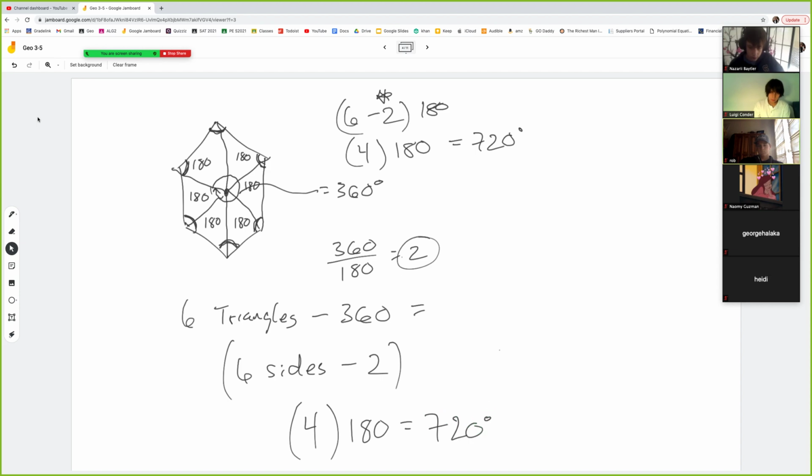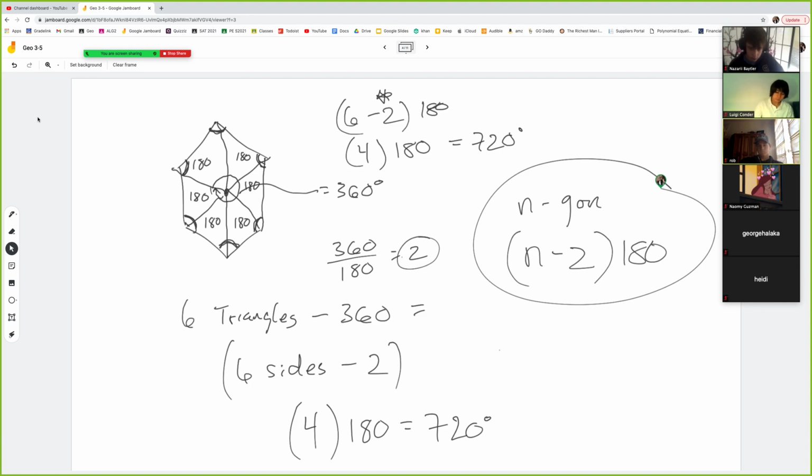Okay? Now, you don't have to know that. All you have to do is remember the formula, n minus 2 times 180. Okay? This is for an n-gon, right? Or a polygon. All right? You need to know that. This is the polygon angle sum theorem on page 159. Okay? Page 159. All right? And we will continue on.